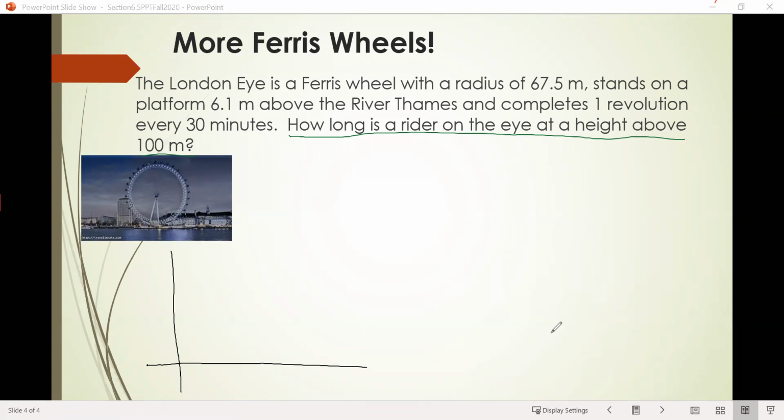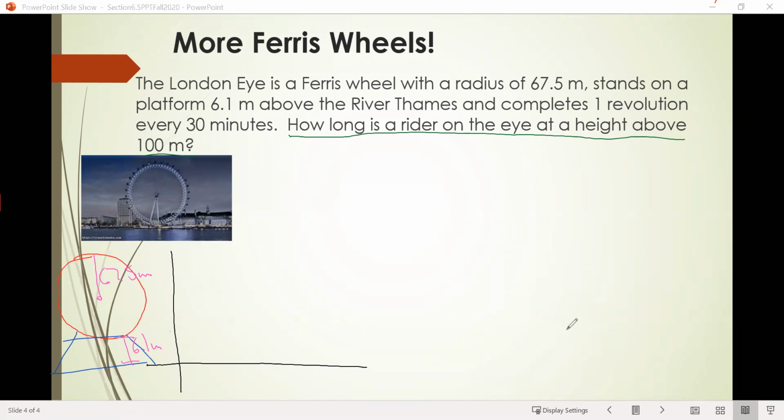Okay, so what I'm going to do over here on the side is draw my Ferris wheel as best I can. So it's going to look something like this. Here's the platform. And we're told that the radius of the Ferris wheel is 67.5 meters. We also know that the height of the platform, this here, is 6.1 meters. Which can give us some information now to put onto our graph.